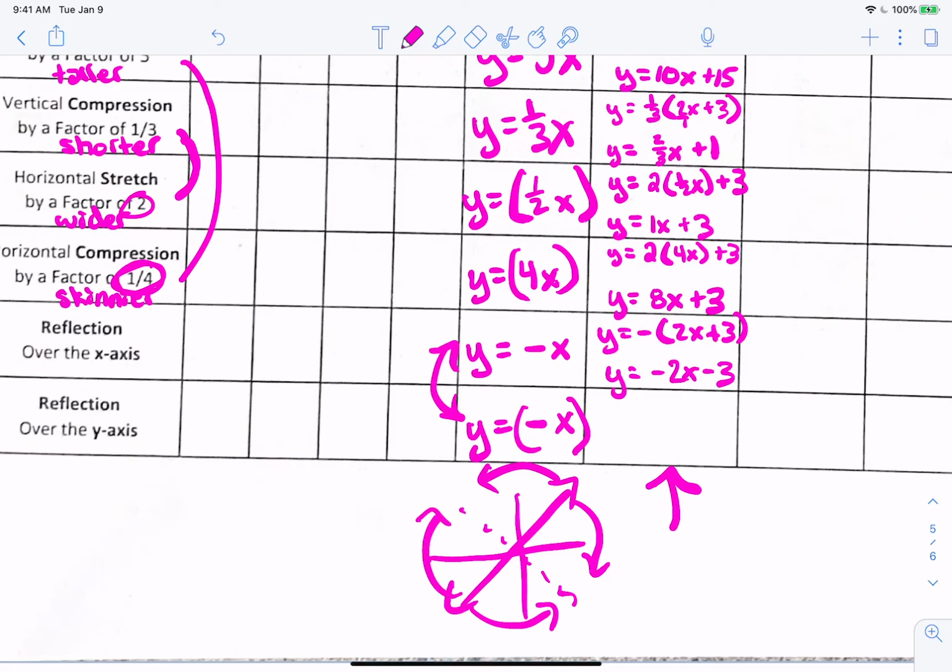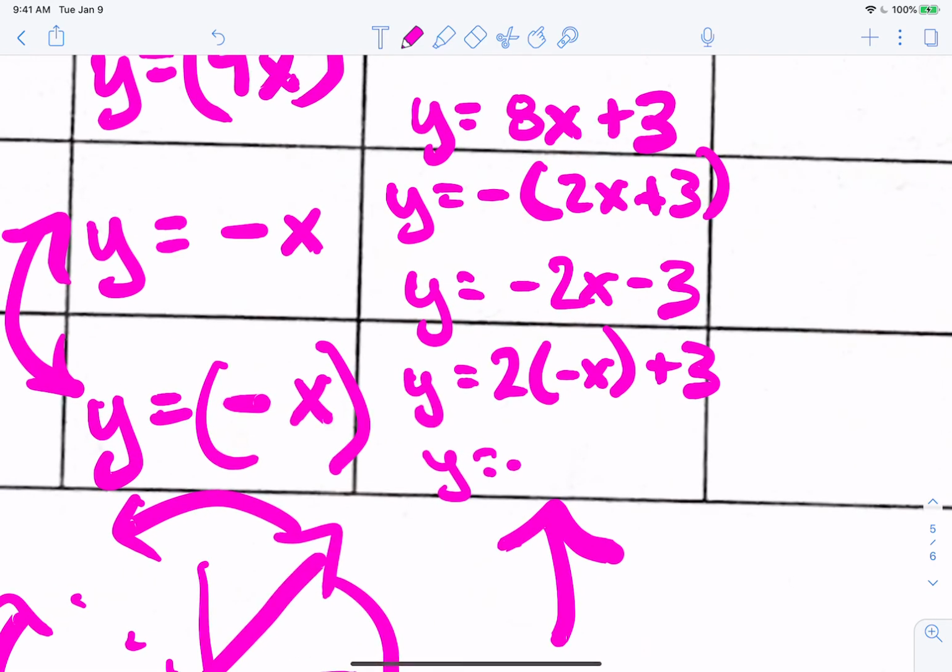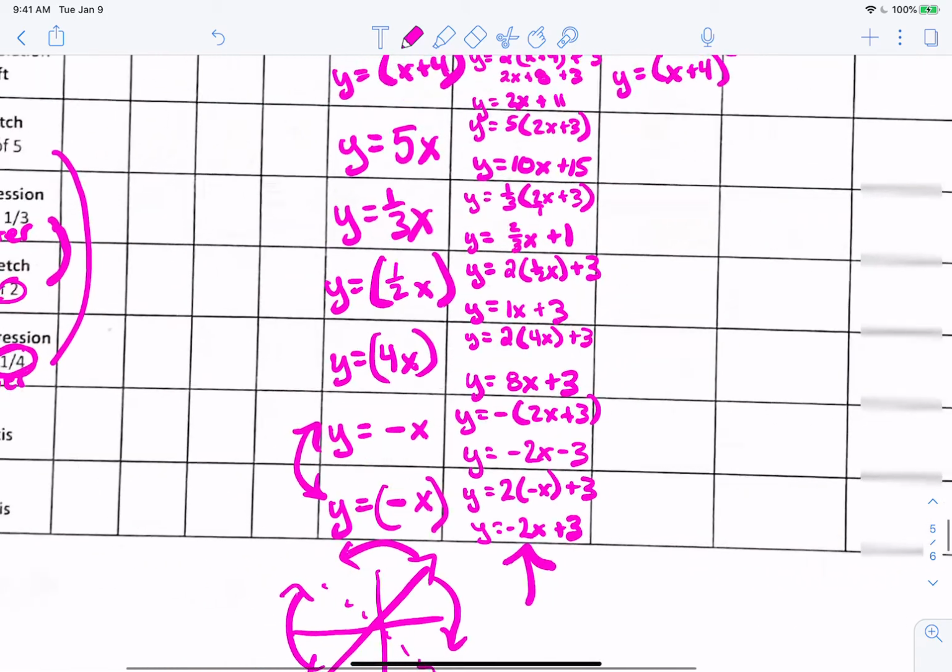versus, what's the last one look like? Just the negative in for the x, right? So that will be y equals negative 2x plus 3. Okay?